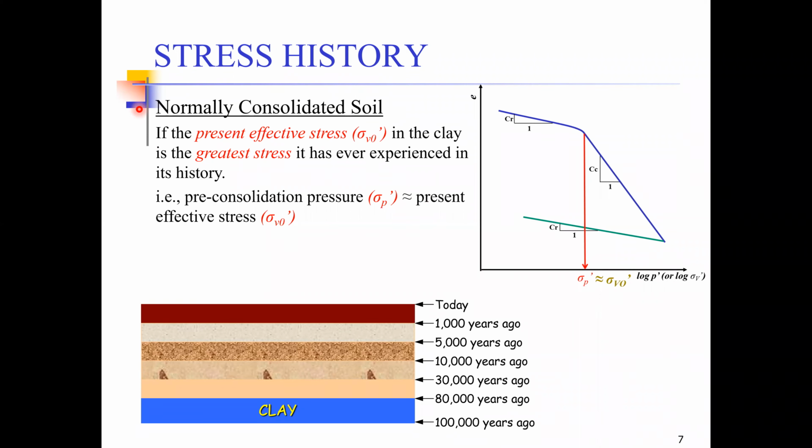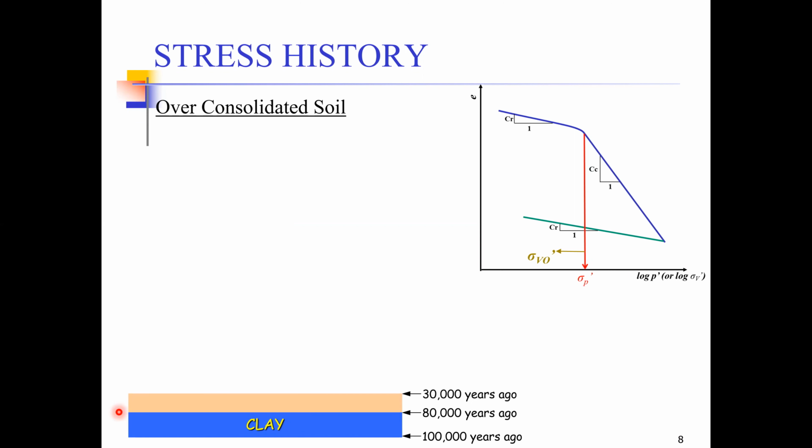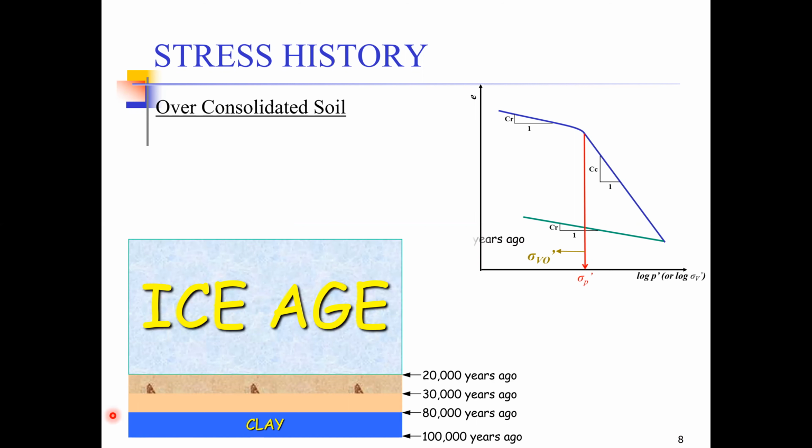Now, the concept of normally consolidated soil might get a little more clear when we talk about the second type of consolidated soil, which is called the over-consolidated soil. Now, let's suppose the same clay layer as we have seen previously. There were different layers coming on top of it. But what happened was sometime in its geological history, some change occurred, and it was subjected to an ice age, and there was a huge glacier of ice present on top of it.